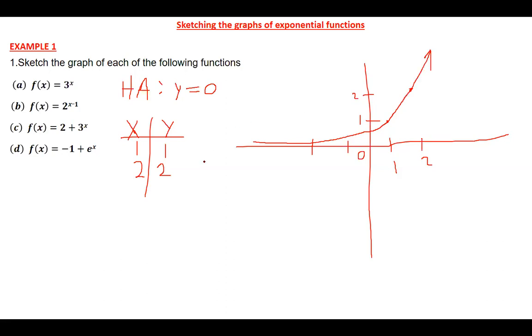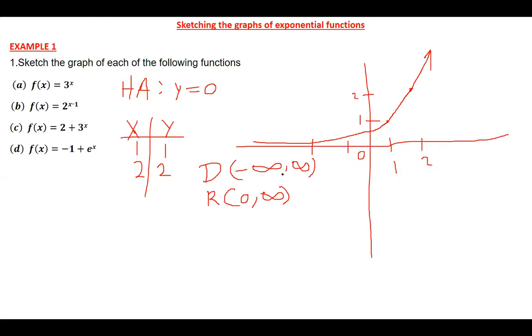So even here you find the domain. The domain, we said it can be any number. So you can plug in any number from negative infinity to infinity. But the range will always start from the horizontal asymptote up to infinity. All right. So these questions are very simple and straightforward.